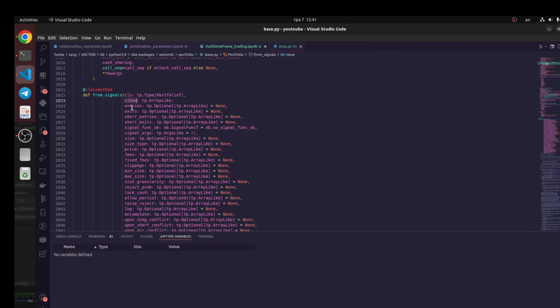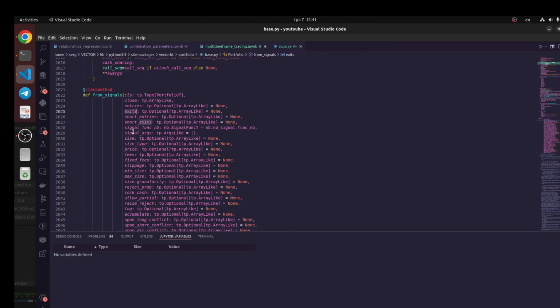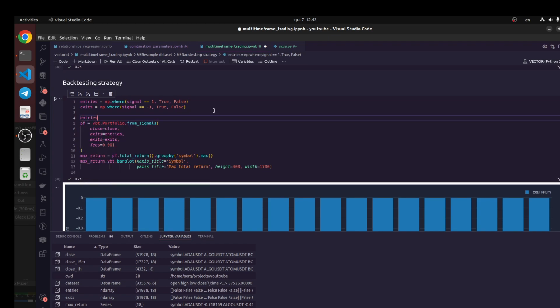Next, entries and exits. Okay, it would be for signal long, and I would like to create logic for short signal, and exits also would be exits. Okay, but I would like to create entries, entries short. Okay, and view is signal -1.